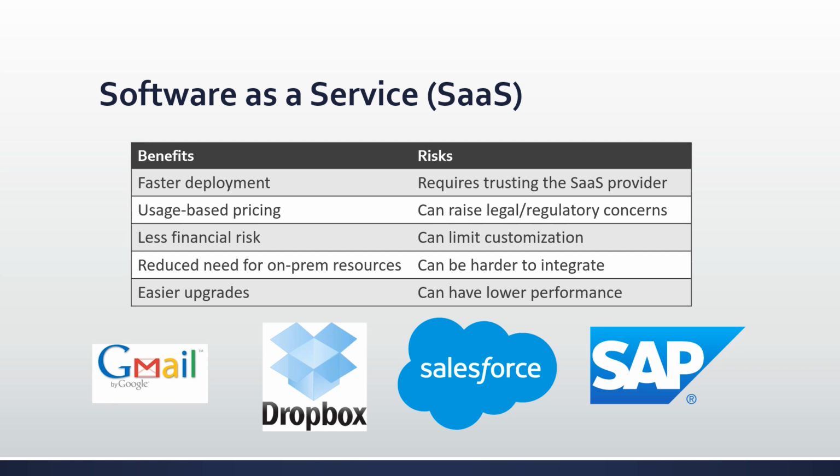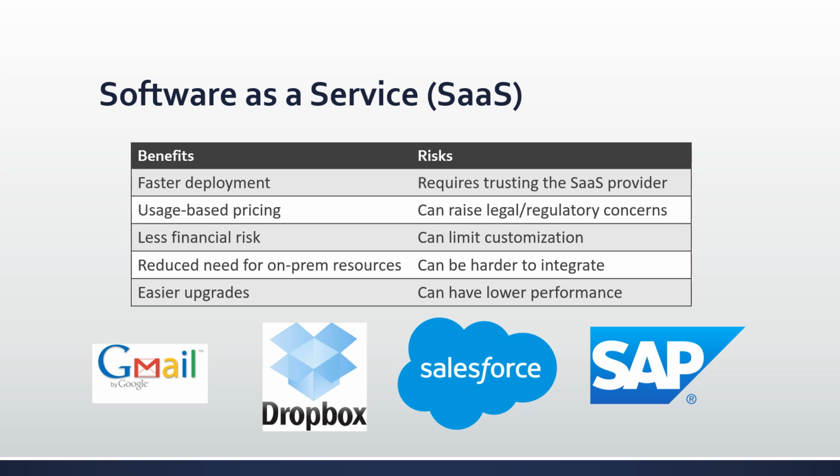And as you can see on this slide, I've broken down software as a service into both benefits and risks. For benefits, faster deployment. You can deploy the application faster because there is no local install required, unlike an on-premises application where you need to install and configure and get the application running. For software as a service, you can just point your browser at the application and start using it.